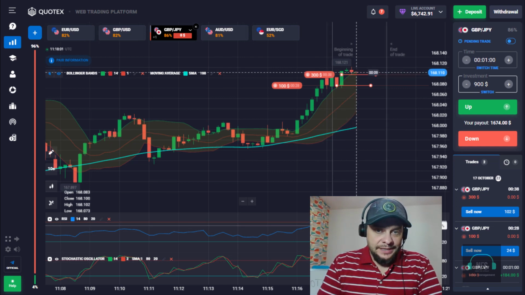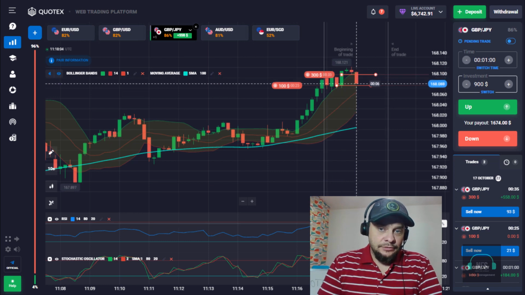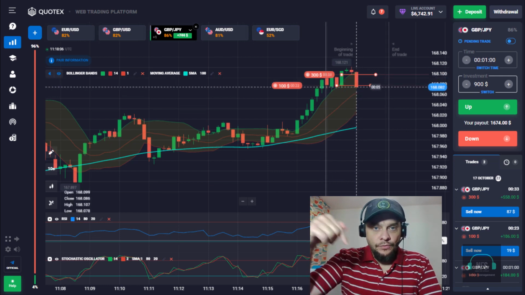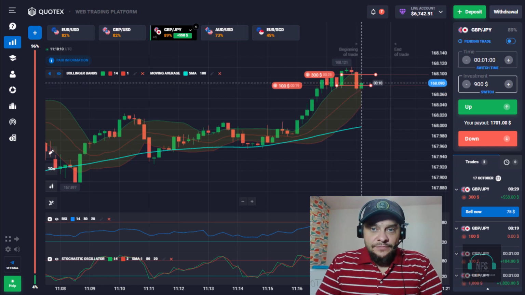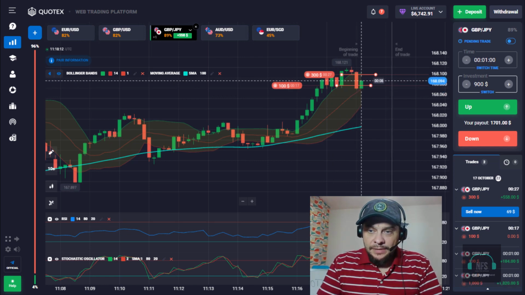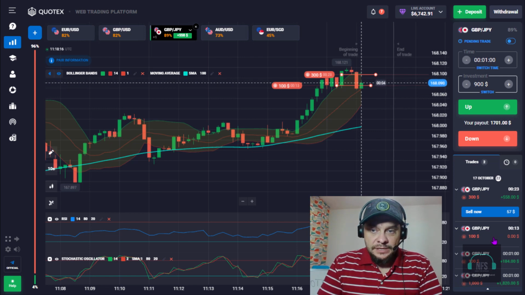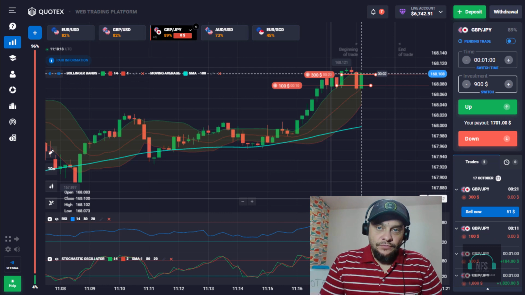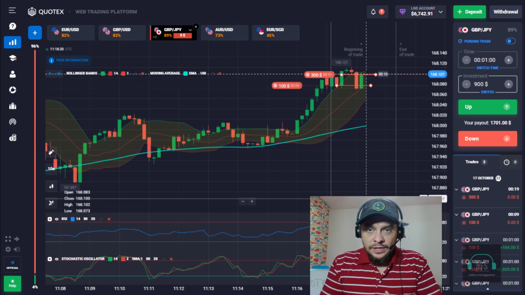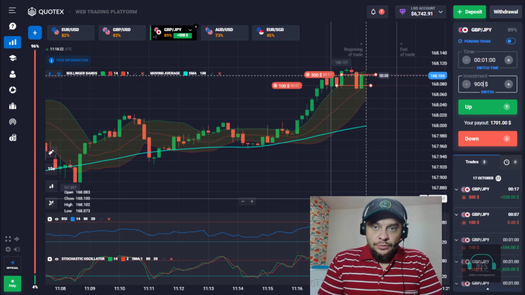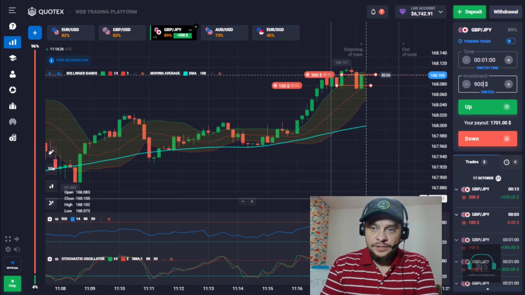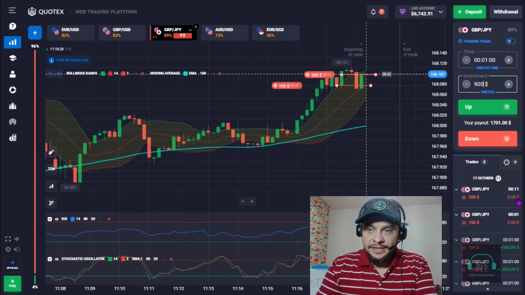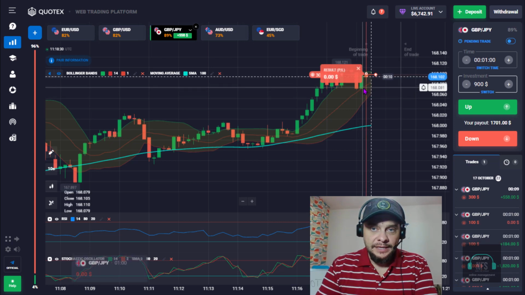It wasn't quite here in the stochastic, but as you can see, the price is starting to move down at this point. So let's see if we will have these trades in the money. We still have 15 seconds on the first GBP Japanese yen trade. Let's wait for these two to close, and then I will take another trade. So the last one is in the money, but the first one is out of the money.